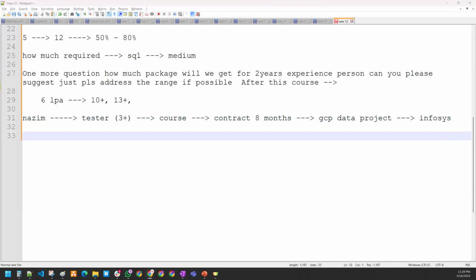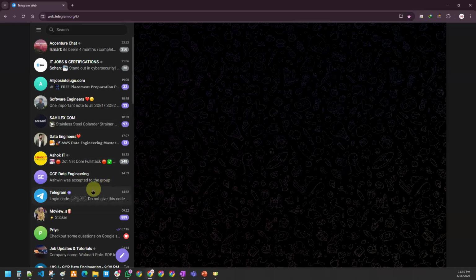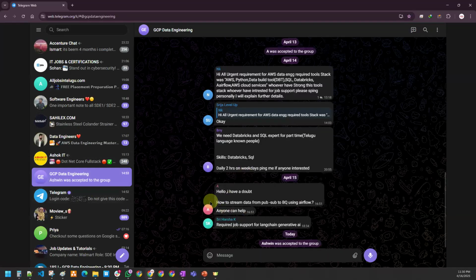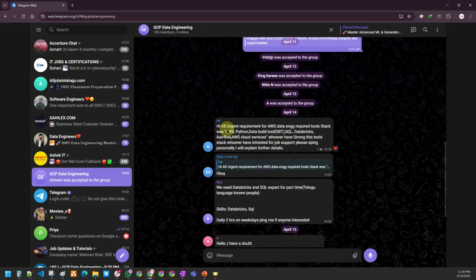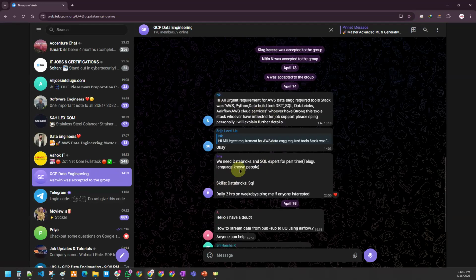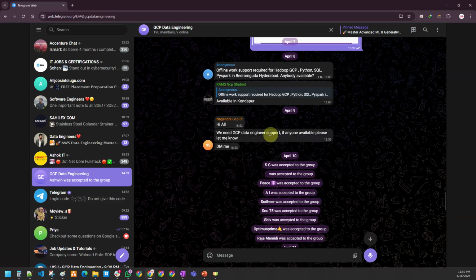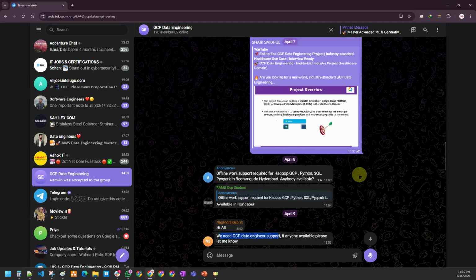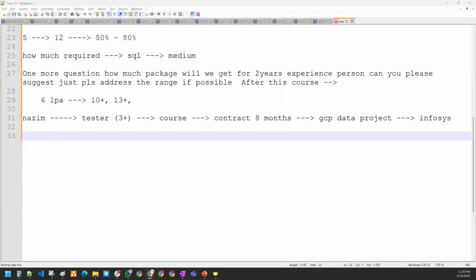Can anyone actually take up this particular thing? Maybe I can show you. There's a community for us. You see here, there is a job requirement. Someone writes, required job support, daily 2 hours, weekends. Plenty of people ping me saying we need GCP data engineer support. We are working in the US, but we cannot afford to work on GCP data engineering. Any freelancer can support me.